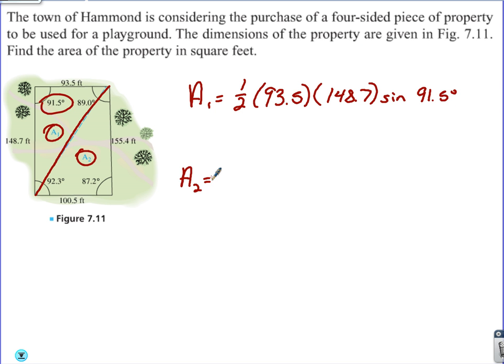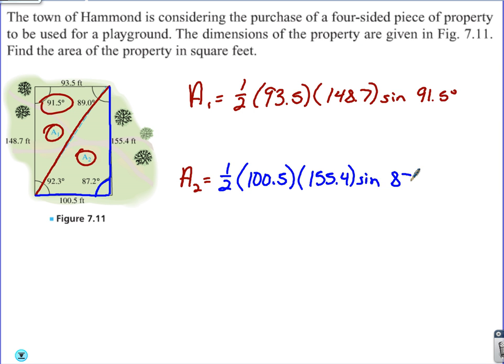Area 2, your other triangle: you're given this leg and the included angle. That's what we're going to use. So area 2 is going to equal 1/2 times leg 1, which is 100.5, times leg 2, which is 155.4, times the sine of the included angle, which is 87.2. Back to your first area formula. Has anybody got it approximated yet? Let's do 2 decimal places.